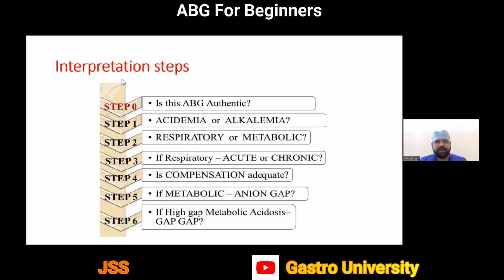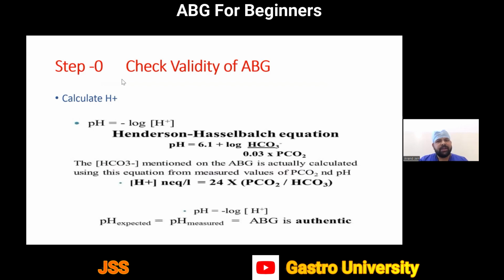In case it is respiratory, then comes the third step, which is to recognize whether it is acute or chronic. In either case, acute or chronic, there is going to be a compensation for it. Whether this compensation is adequate, that is, whether the metabolic compensation is adequate according to this and the pH which our ABG analyzer is reading, or there is some additional acidosis present. And if there is metabolic acidosis, then whether the anion gap is present or not. And if the anion gap is present, whether it is high gap metabolic acidosis or there is no gap. We're not going to go into the details of the last 2 steps, so we will restrict ourselves to the first 5 steps only.